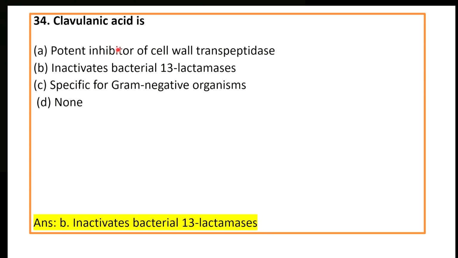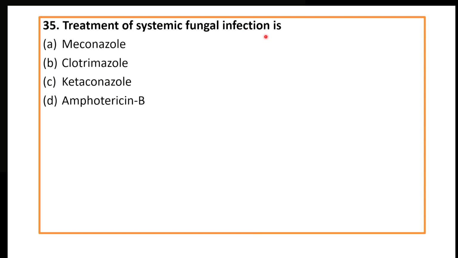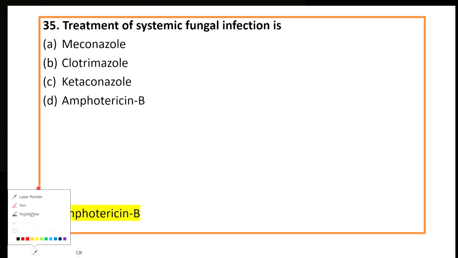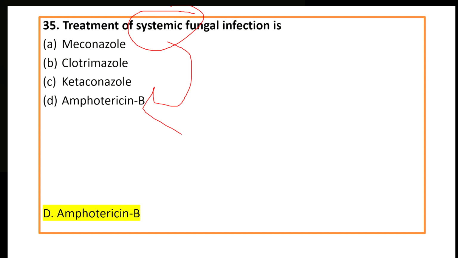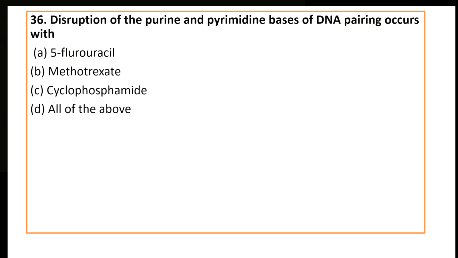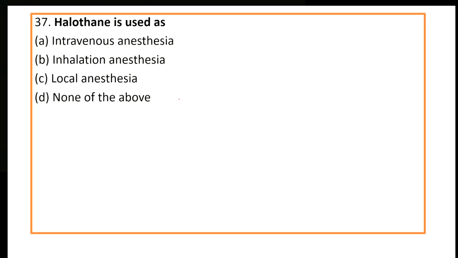Then 35, treatment of systemic fungal infection is, for example, metronidazole, clotrimazole, ketoconazole, amphotericin B. So if systemic infection is there, this word is very important. If systemic infection is there, obviously you are giving amphotericin B. Question number 36, disruption of the purine and pyrimidine bases of DNA pairing occurs with 5-fluorouracil, methotrexate, cyclophosphamide, all of the above. The answer would be C, that is, anti-cancer drugs, cyclophosphamide.